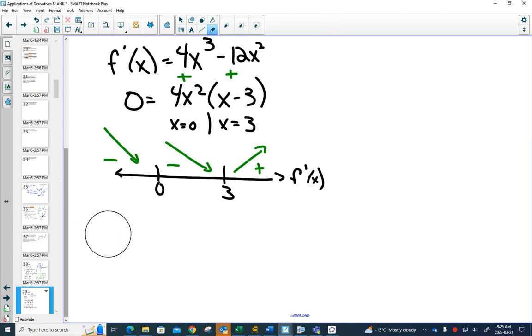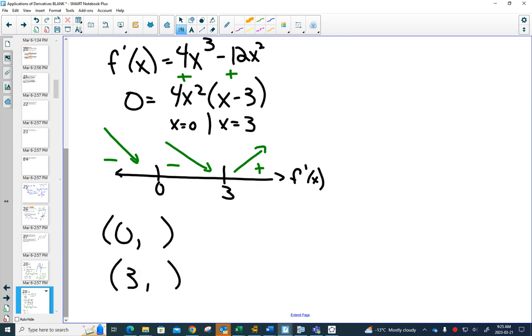So, our points. We are going to have 0 comma something and 3 comma something. From our first derivative test, since f prime of 3 is 0 and it's decreasing and then increasing, this one is a min. And this one that stays decreasing but still equal to 0 is a stationary point of inflection.